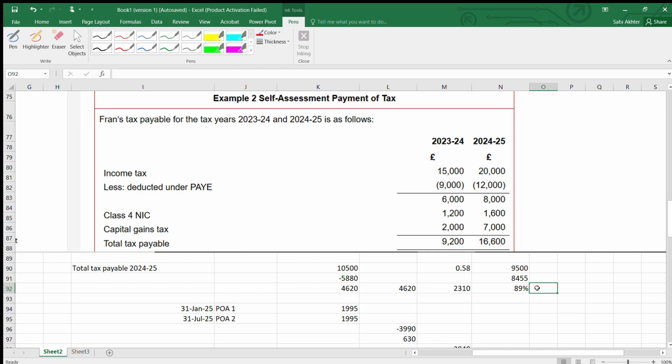You see? Because more than 80% was collected at source. So what should you explain? Remember, you are explaining the consequences. Because you're not making any payment on account, remember this 4620, you are paying all together on one date. That is 31st Jan 2026.